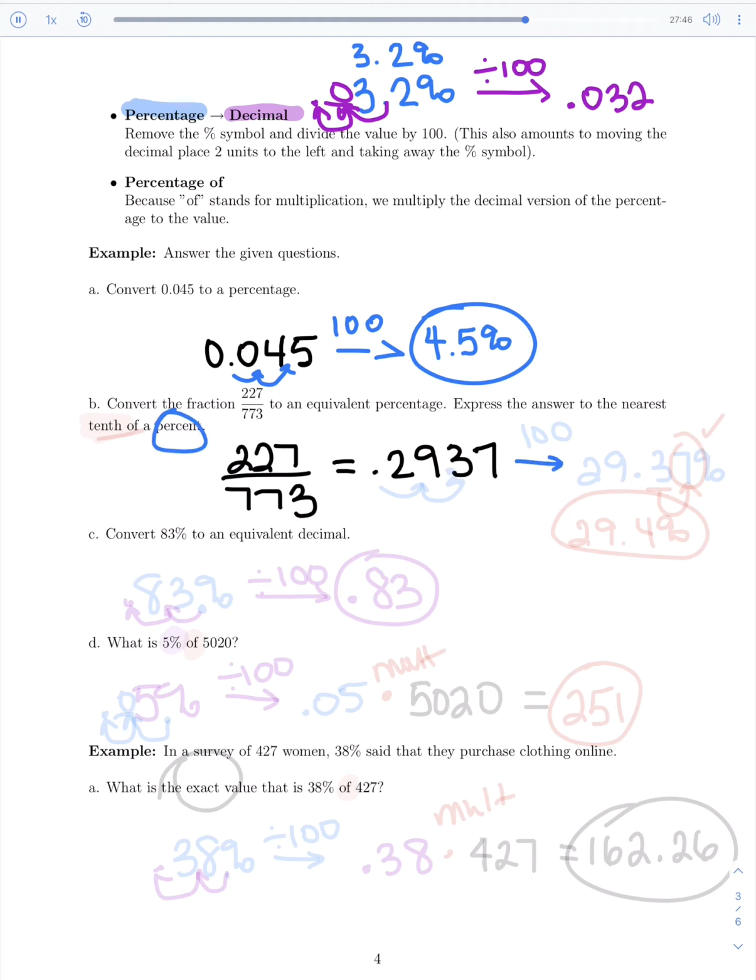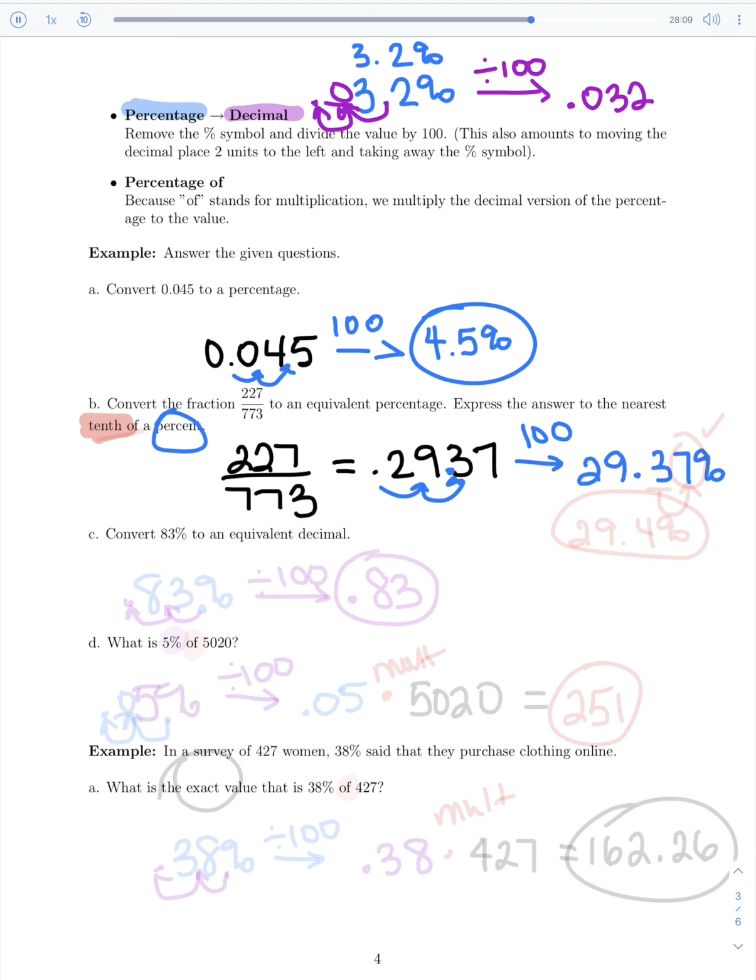Now, I still haven't turned it into a percentage. Now is when I'd multiply it by 100 or move the decimal place 2 places to the right like we did in the last one, which would put the decimal between the 9 and the 3. And that would give me 29.37%. However, they asked me to round to the nearest tenth.